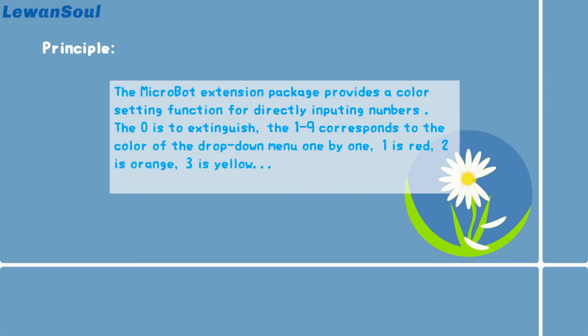The principle of this gameplay is that the microbot extension package, which we have already downloaded before, provides a color setting function for directly inputting the numbers. So different numbers represent different colors, and I can show you some. Zero is to extinguish, that means the light will be off. And the 1 to 9 numbers correspond to the colors of the drop-down menu one by one. 1 is for red, 2 is for orange, and 3 is yellow, etc.